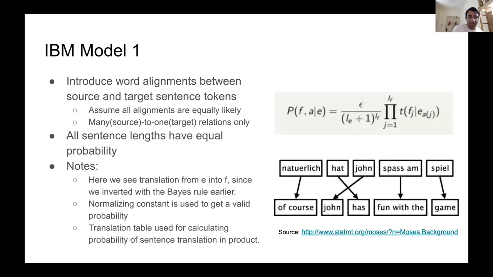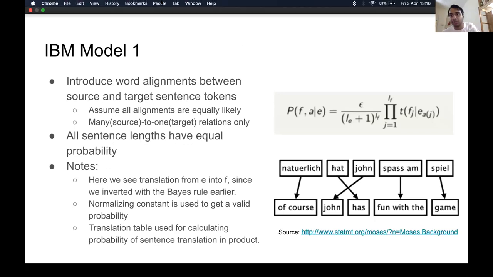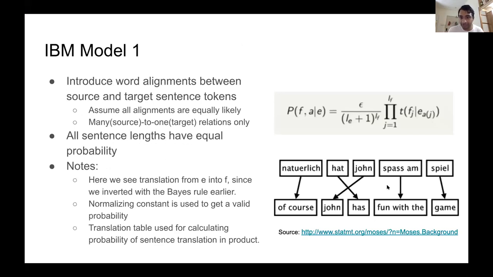One of the earliest models that was proposed, the first IBM model, basically tries to take a source sentence and a target sentence, and assuming that these are the correct translations, it tries to understand some sort of alignment. So what does this mean? Alignment can be as simple as a token in the source language corresponding to a token in the target language. And the IBM model introduces word alignments as a parameter and tries to learn them from the corpus that they are given.